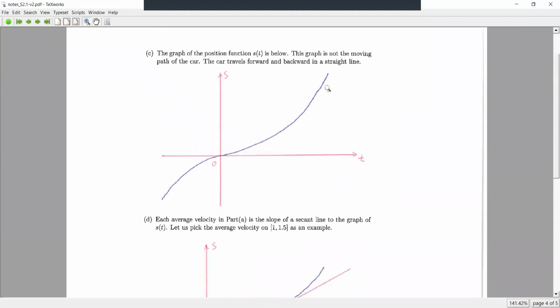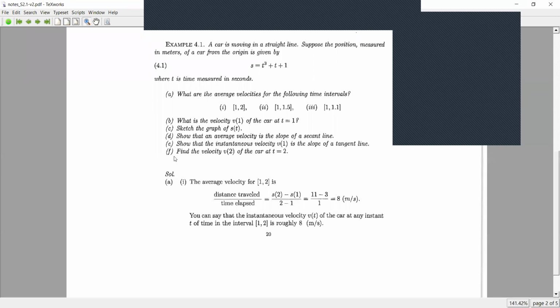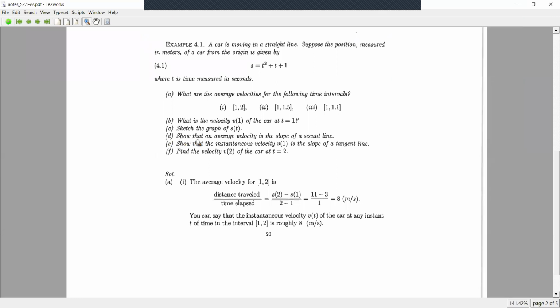Here the blue curve is the graph of the position function. Please note that this graph is not the moving path of the car. The car travels forward and backward in a straight line. Question D. So that an average velocity is the slope of a secant line.